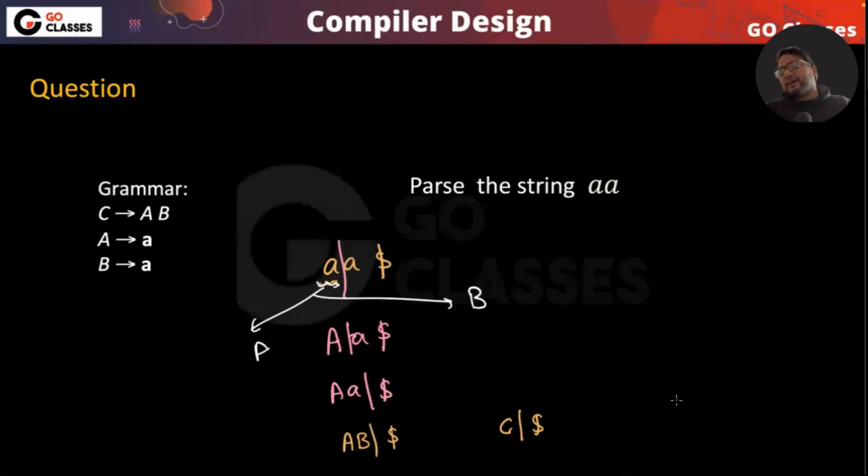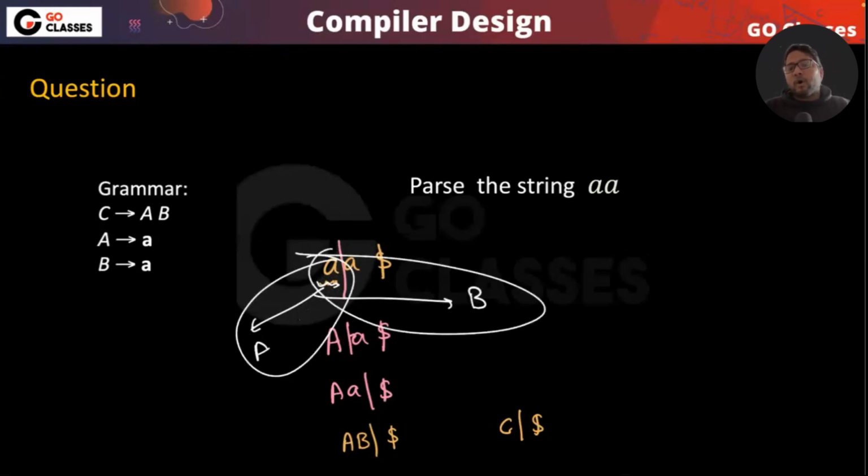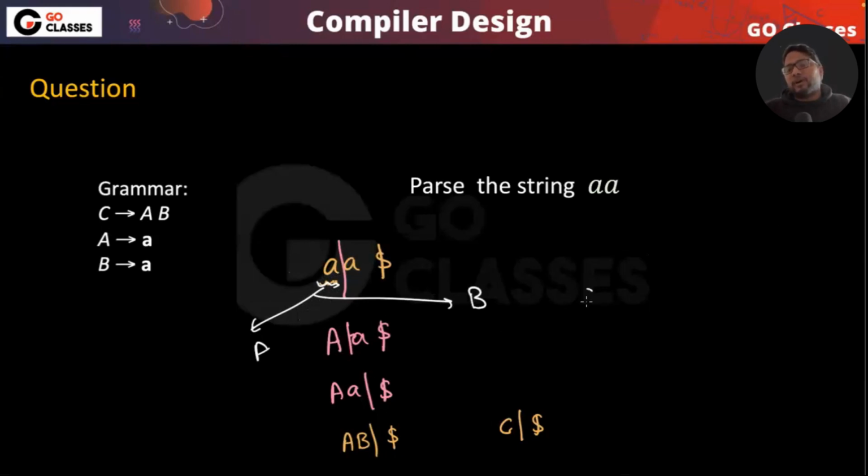If the parser is getting confused whether this is a handle or that is a handle, or maybe nothing is a handle, let's just shift it. The parser is saying let's just shift it. Maybe nothing is a handle. Then it is not a good parser, is it? So how do we know whether a parser is good or not?